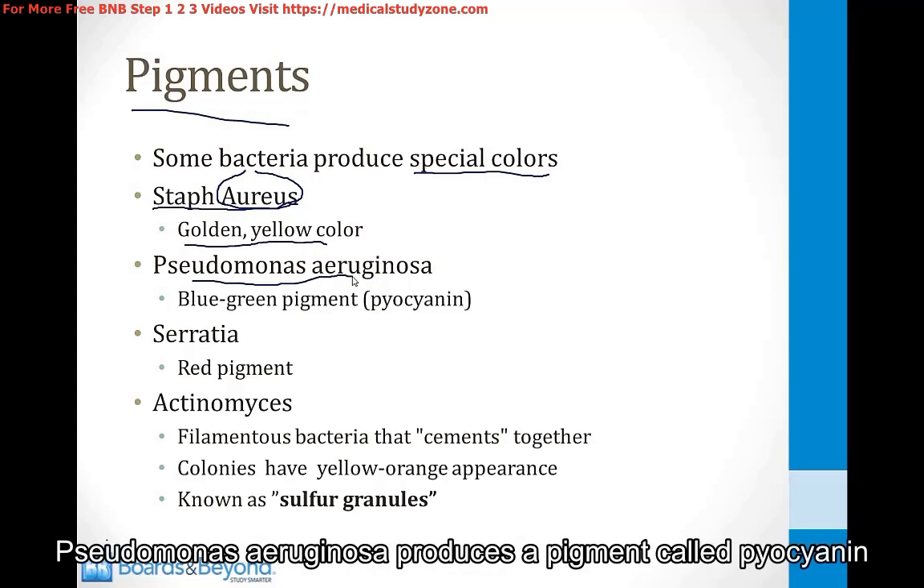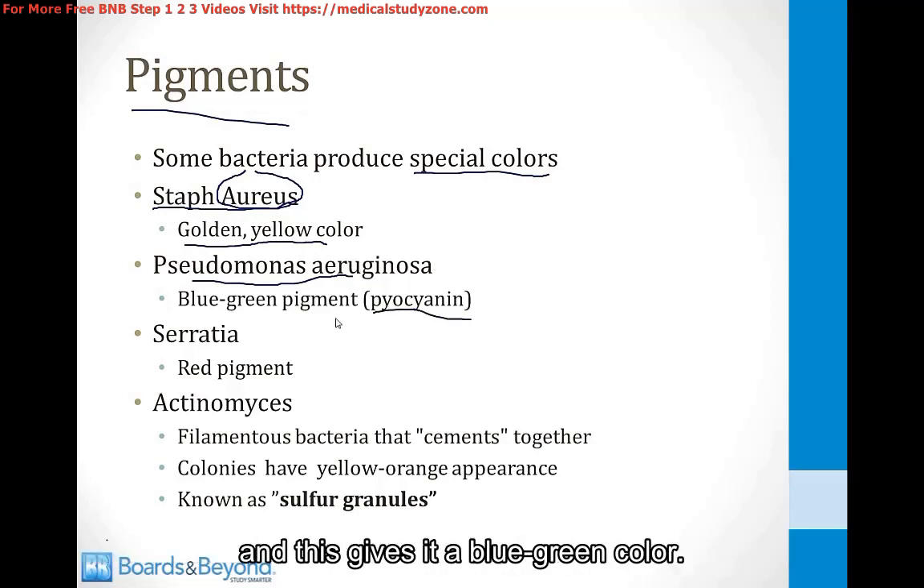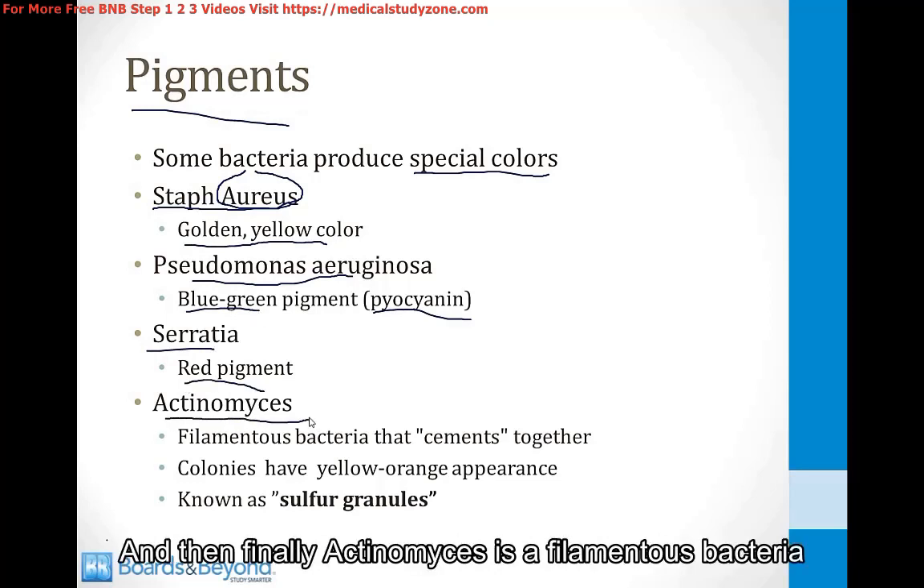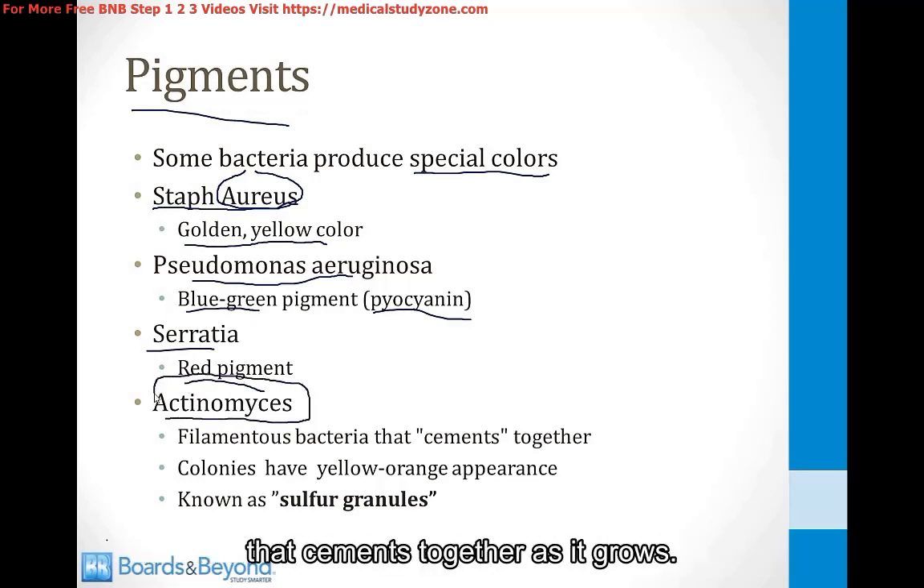Pseudomonas aeruginosa produces a pigment called pyocyanin, and this gives it a blue-green color. Serratia produces a red pigment when it grows. And then finally, actinomyces is a filamentous bacteria that cements together as it grows. So it's a long, branching bacteria.